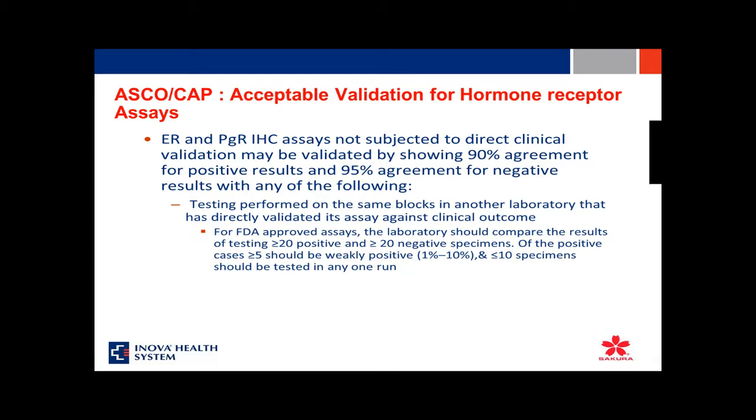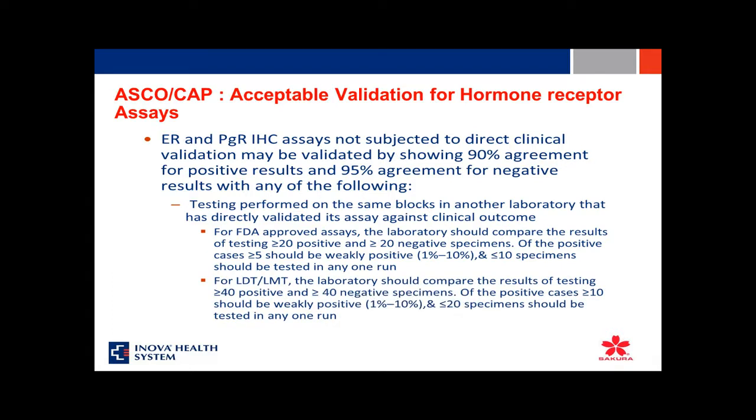For an FDA-approved assay, the laboratory should test at least 20 positive and 20 negative specimens. And of these positive cases, at least 5 of them should be weakly positive. I think these weakly positive specimens actually determine your analytical sensitivity. So it's very important to include those specimens in your validation. And they also talk about how fewer than 10 specimens should be tested in any single run with multiple personnel.